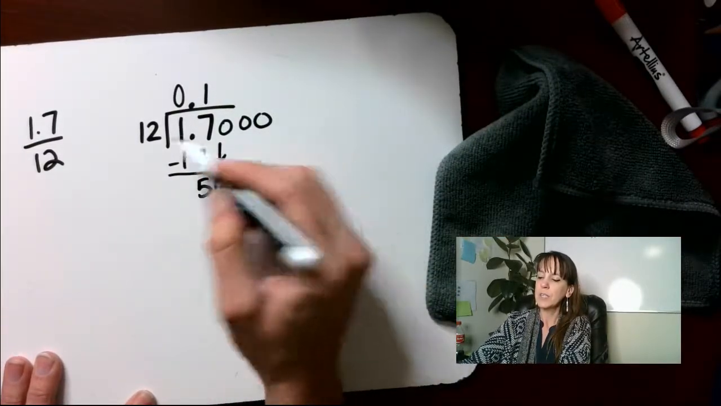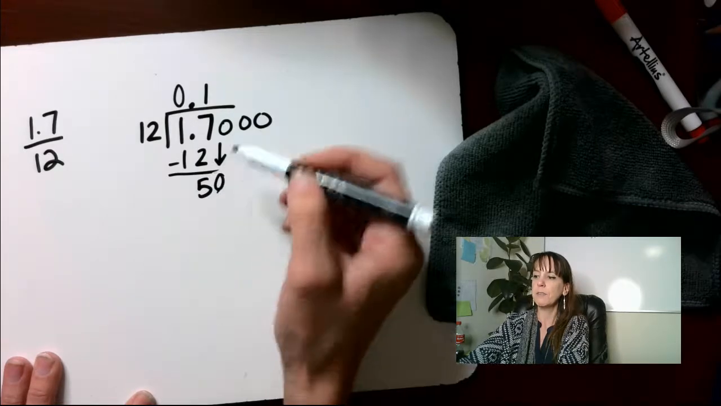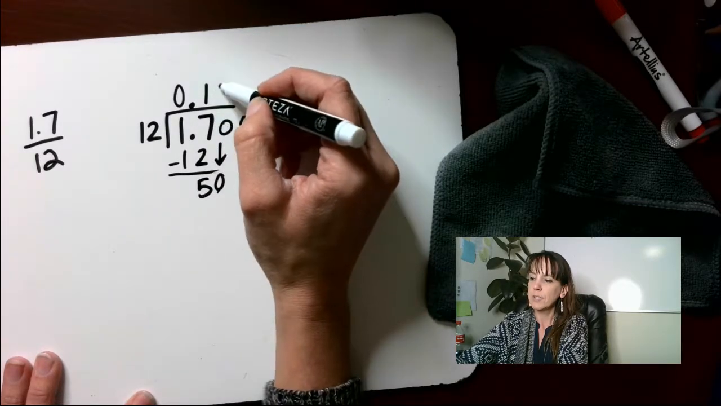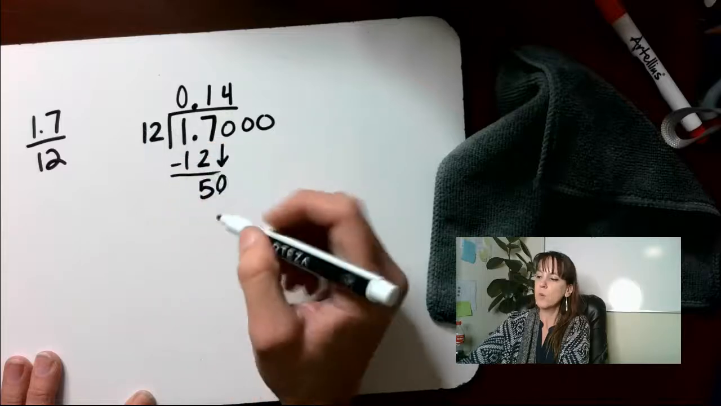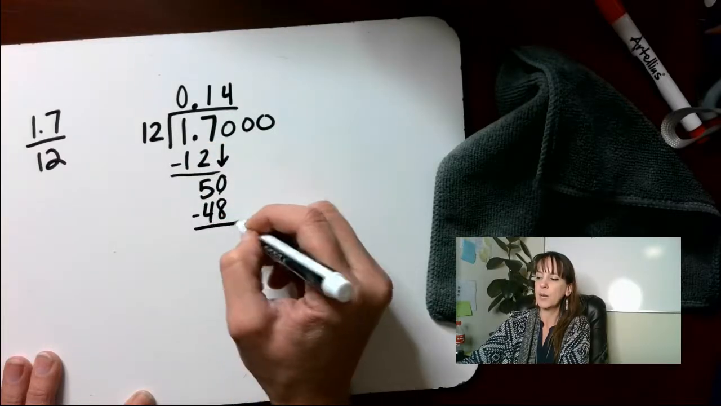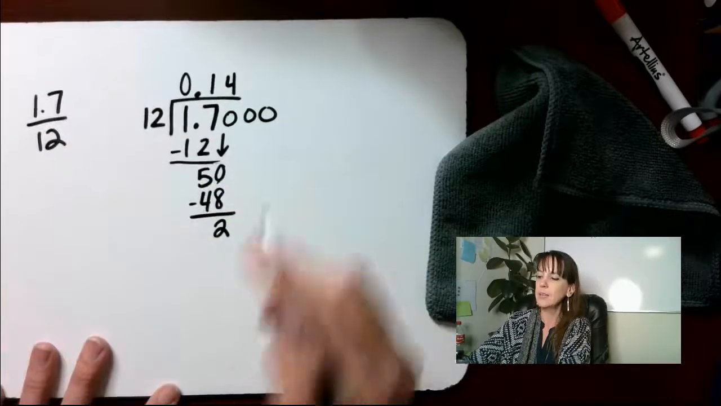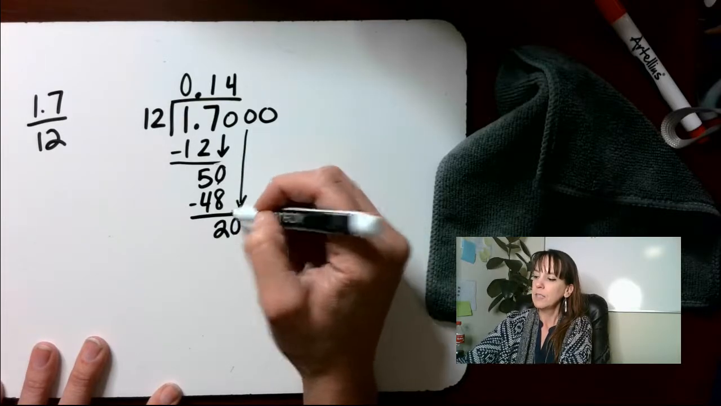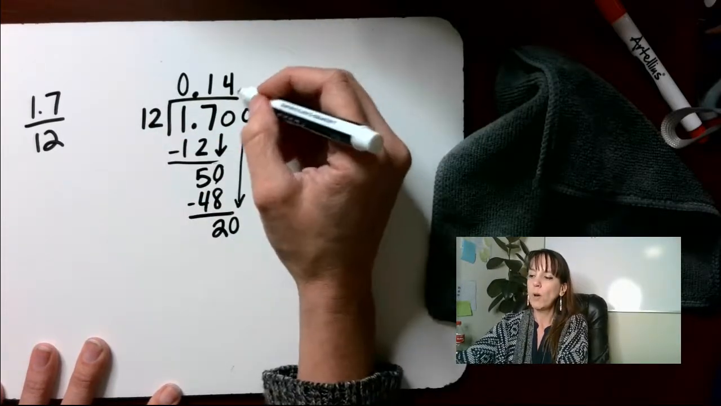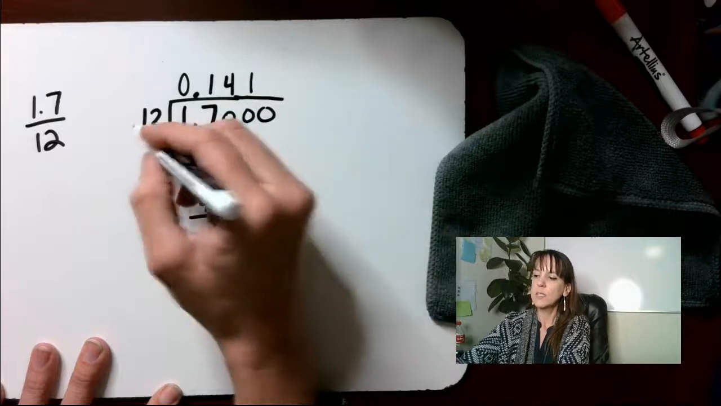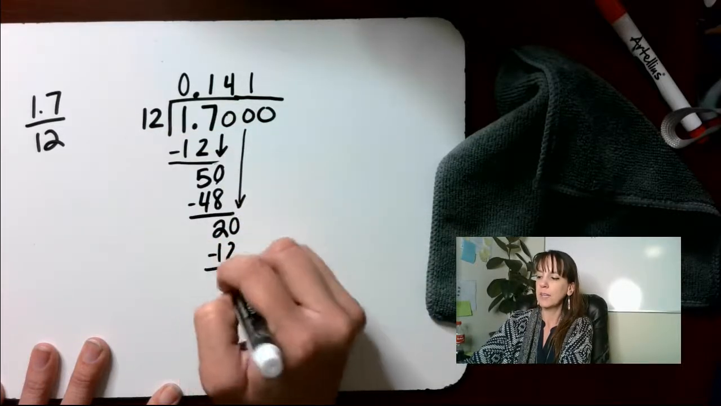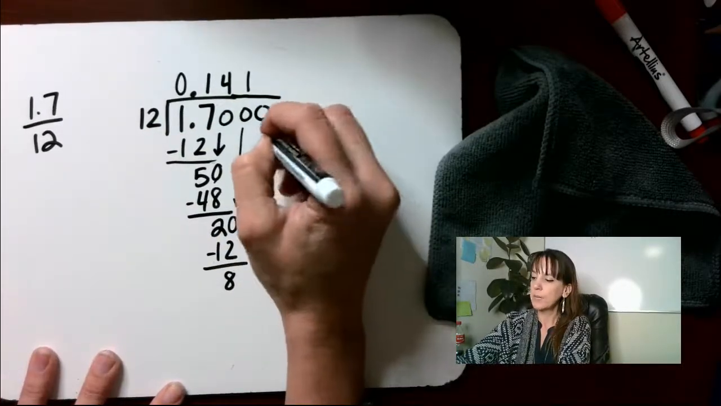Subtract, bring down. 12 goes into 50 4 times. Making sure I've got these all nice and lined up. 4 times 12 is 48. Subtract that, we get 2. When we subtract, we bring down. 12 goes into 20 one time. 1 times 12 is 12. Subtract that, we get an 8. When we subtract, we bring down.